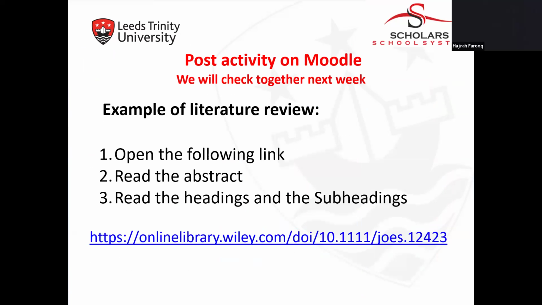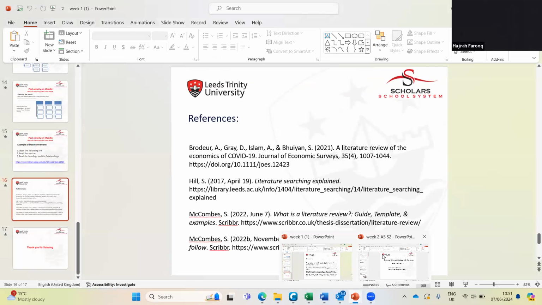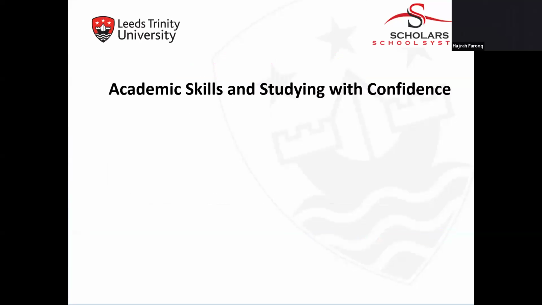the students. And then we had some examples of literature review, within one link, that the students were made to open and read to gain more knowledge about what exactly a literature review is and how it's written and how it looks and what is the purpose behind it. So this was the end of the first week, and then we will move on to the second week of Academic Skills and Studying with Confidence for Cohort 12, Semester 2.